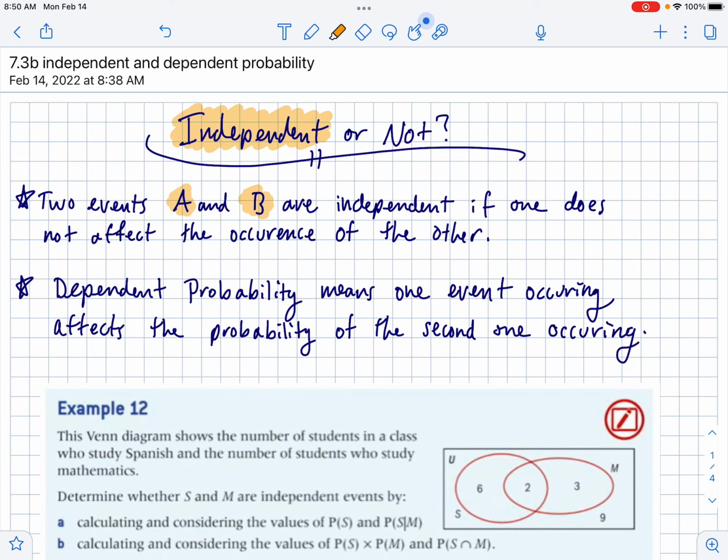The opposite of independent events are dependent events. Dependent probability means that if one event occurs, it changes the probability of the second event occurring.